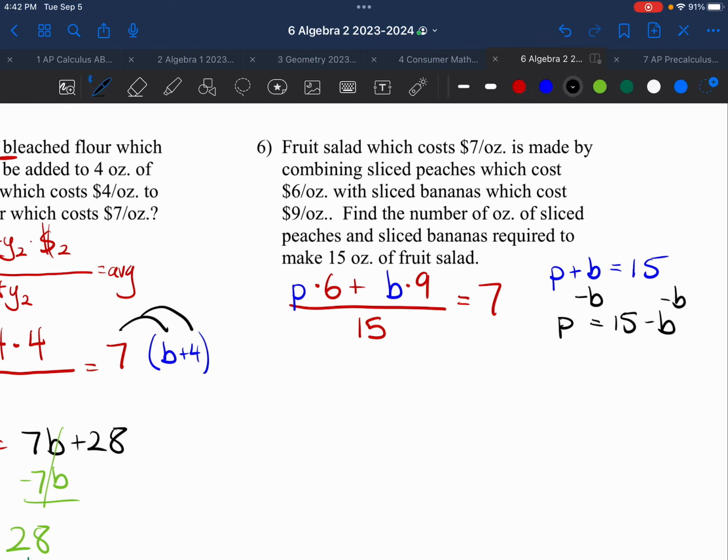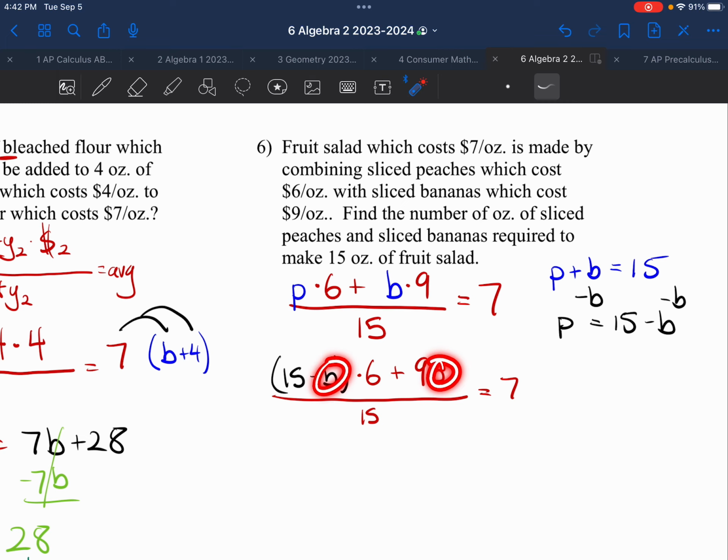So I can plug it in, right? I have 15 minus B, and that's going to be multiplied by the rest of this equation, right? So it's going to be multiplied by 6 plus 9 times B, by the way, is 9B. All of this is divided by 15 is equal to 7. And I just need to solve for B. I have a B there and there. So what am I going to do? I'm going to do 2 things at the same time. I hope you're okay with me doing that.